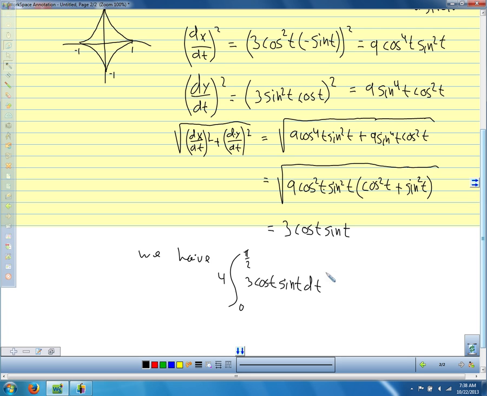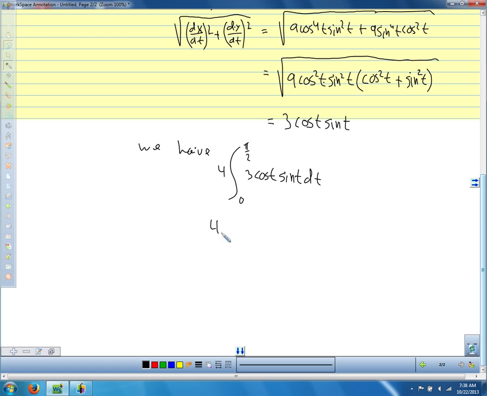And this is just a nice u substitution. I'm going to say u is sine t, du is cosine t dt. So this is 4 times 3 sine squared t over 2, and we're evaluating that from 0 to pi over 2. So that turned out not too bad. What's that? 6, thank you.